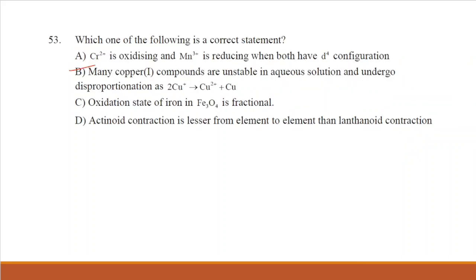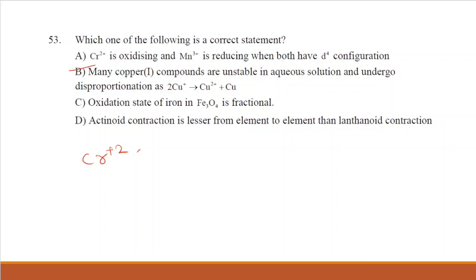Now, third one. Which one of the following is the correct statement? Again, they are asking for the correct statement. Let's discuss each option in detail. Option A. Cr plus 2 is an oxidizing agent and Mn plus 3 is a reducing agent, though they both have the d4 configuration.